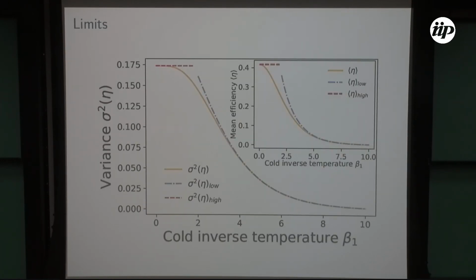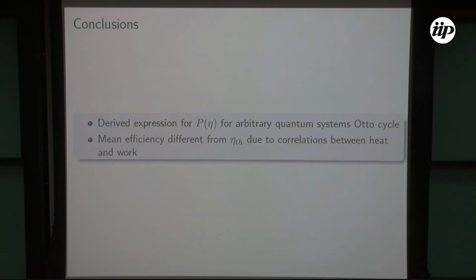In the end, we also studied the variance and the mean for different temperatures, and we can see a clear transition from the high temperature case of classical systems, as far as we can talk about a classical system for a 2-state system, to the quantum regime for low temperatures. The same holds true for the efficiencies. So I think I was a little bit too fast.